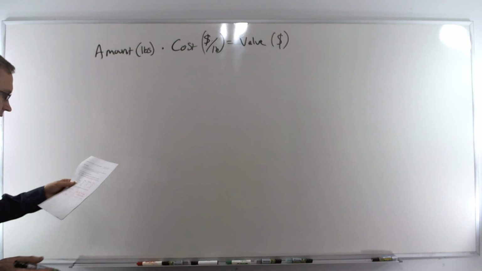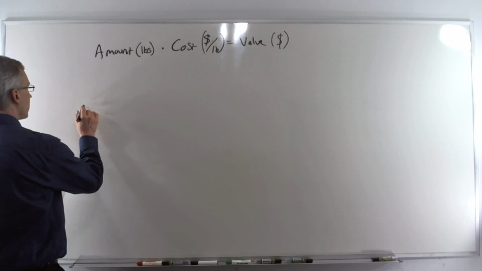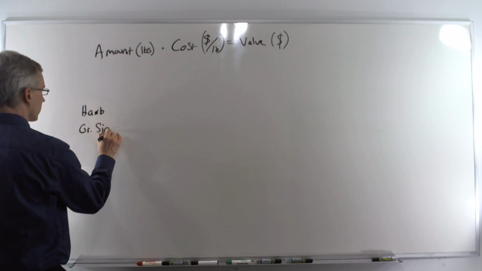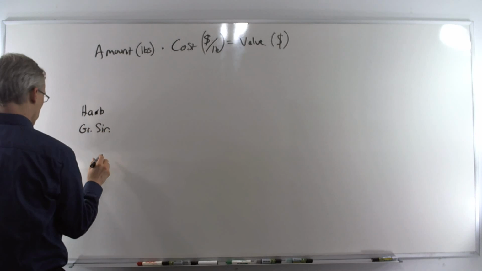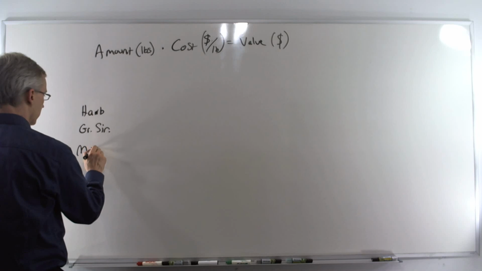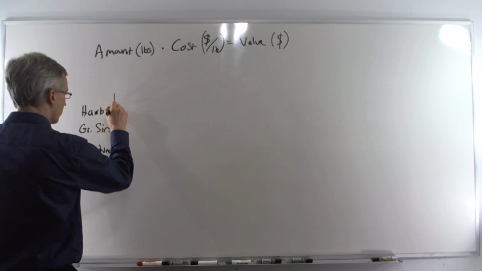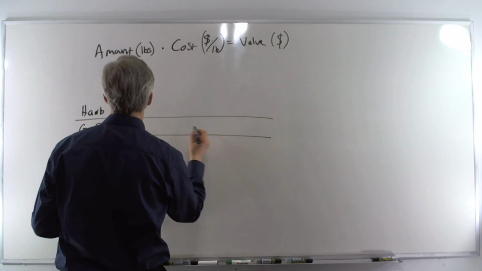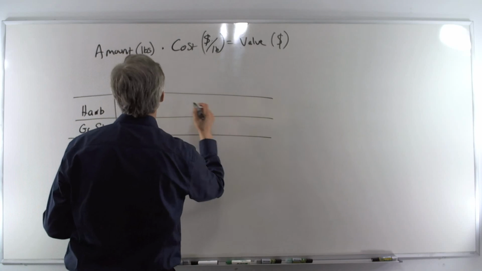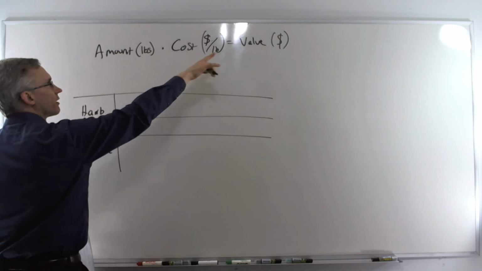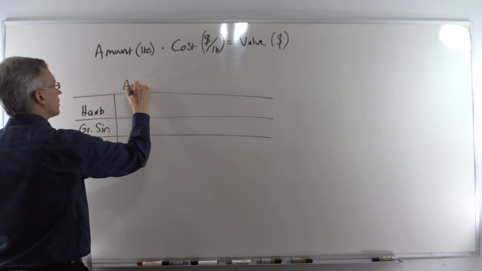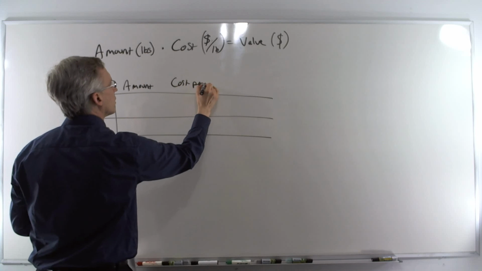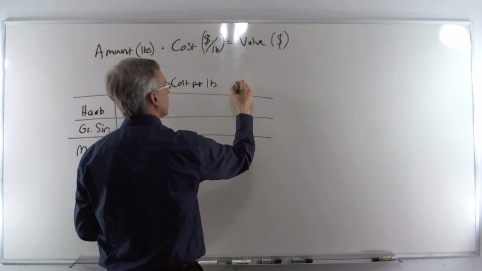Now we want a table. So we have hamburger, ground sirloin, and the mixture. All right, now we'll just make columns for everything in the equation here: amount, cost per pound, and the value.